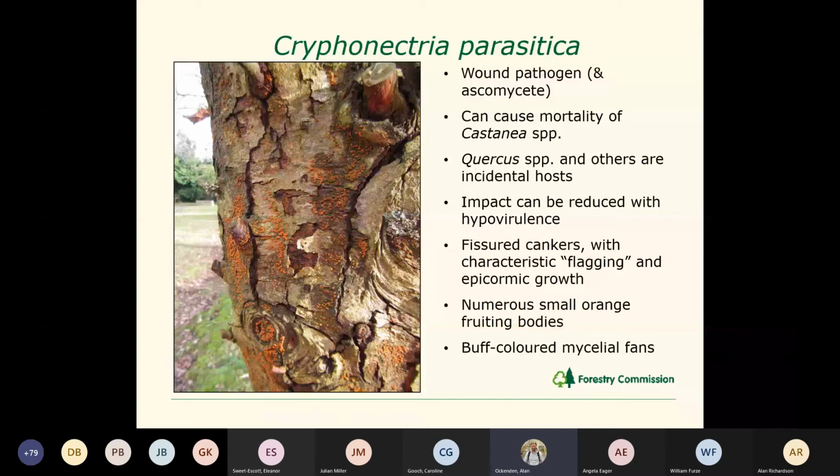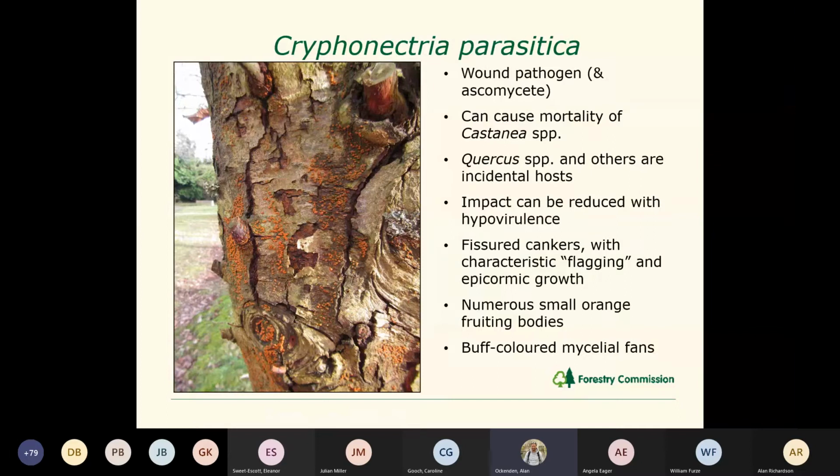The hypervirulence, that's what I was alluding to a little bit, talking about the research that's gone on on the continent. It is possible to use a hypovirus to control Cryphonectria parasitica, but it has to be of the right vegetative compatibility and the right mating type. It needs to be compatible. That's the word I'm looking for.